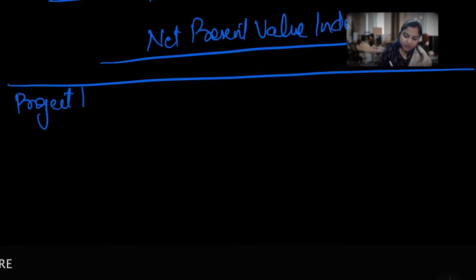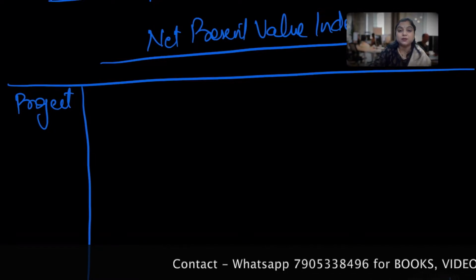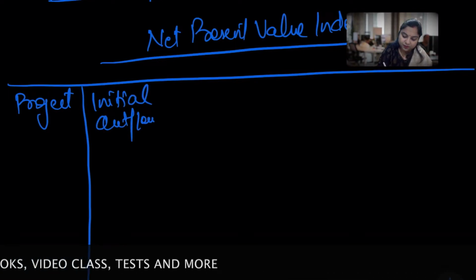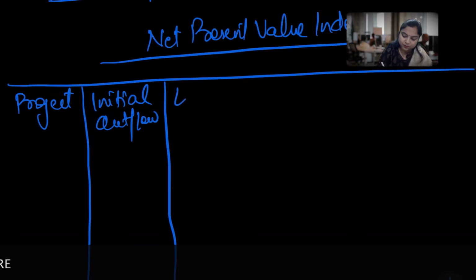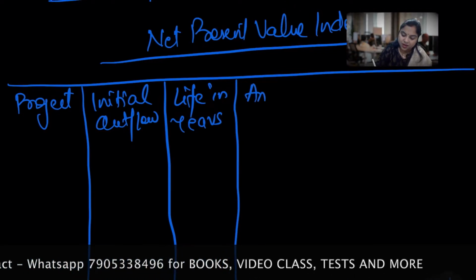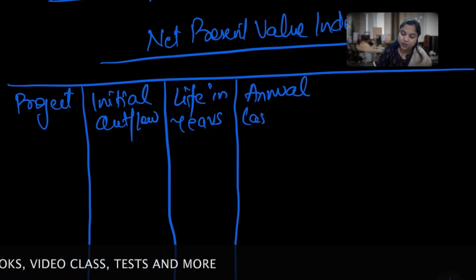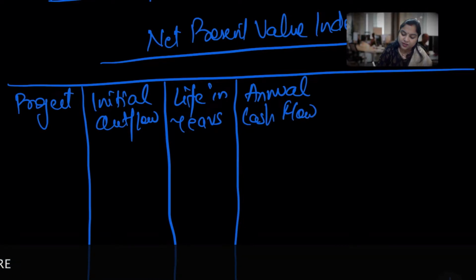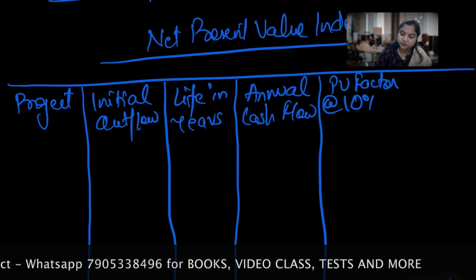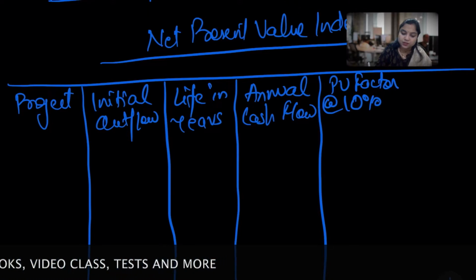So we have a project. Okay. Again, we will create the table, but for better presentation, we will create initial outflow. Life in years. I'm trying to do it as early as possible, but the places where a discussion is required, I can't skip that. Annual cash flow. Okay. Your PV factor, which is the discount rate, was 10%.